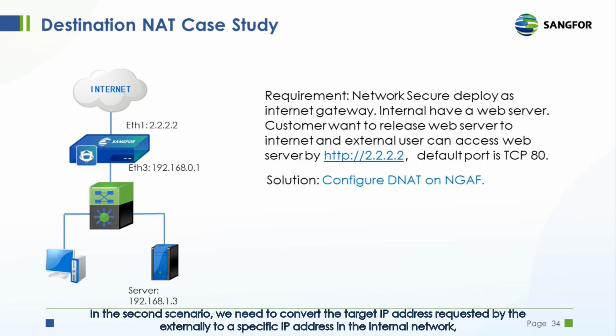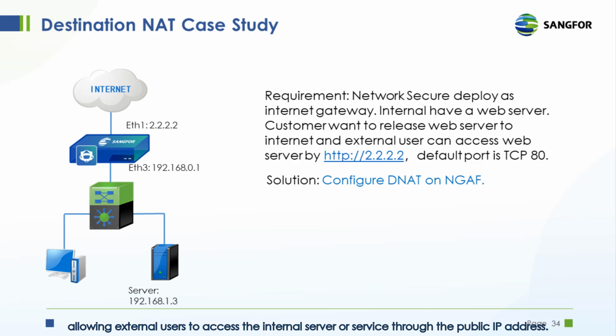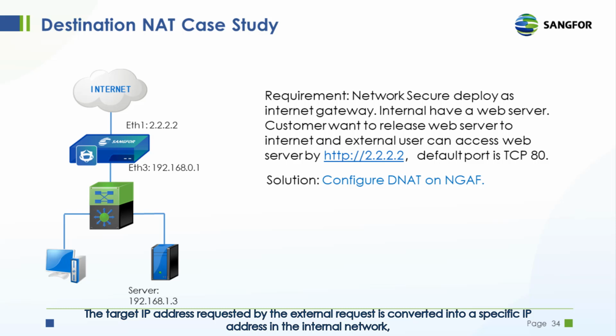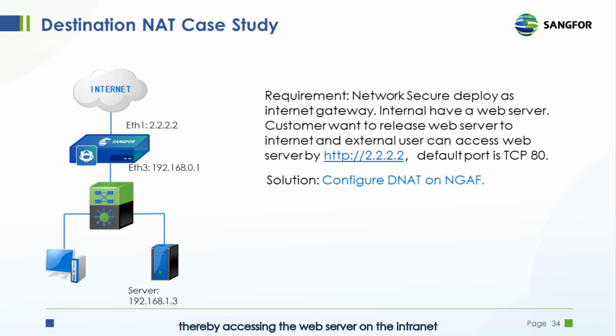In the second scenario, we need to convert the target IP address requested externally to a specific IP address in the internal network, allowing external users to access the internal server or service through the public IP address. From the network topology, you can see that there is a web server on the intranet. We need to convert the target IP address requested by the external request into a specific IP address in the internal network, thereby accessing the web server on the intranet. Our solution is to configure the destination address translation policy.